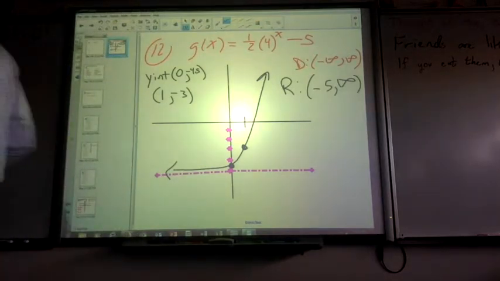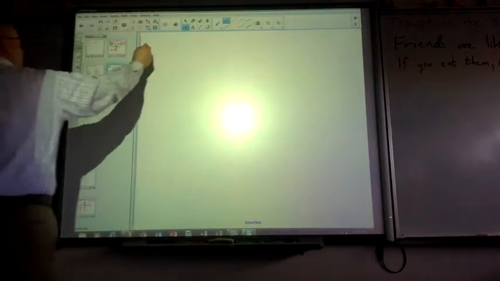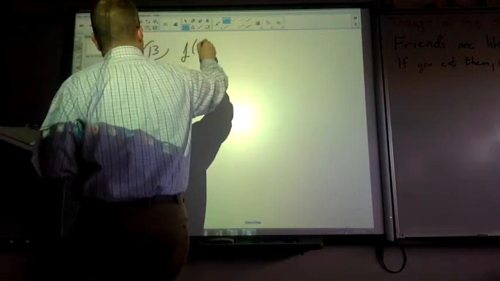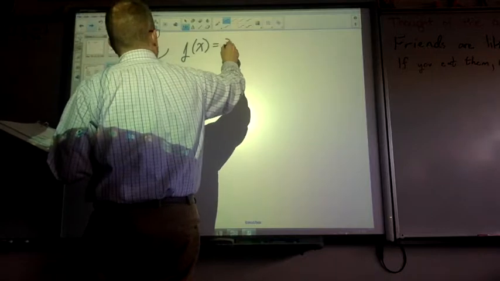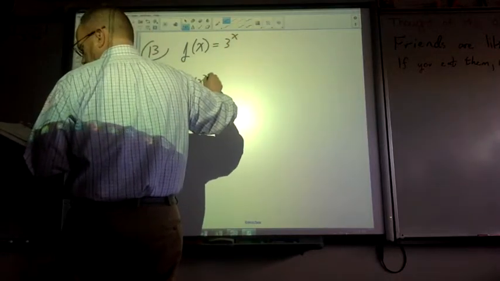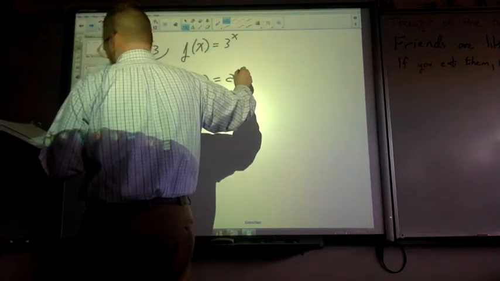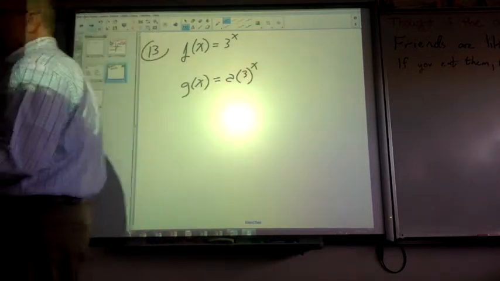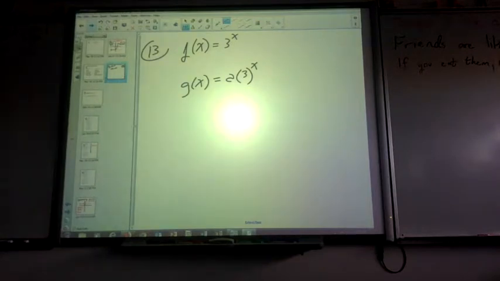Okay. Let's look at number 13, and we can actually look at number 13 just as a graph. So we're calling it our parent function, and then this is our modified function to that. Okay, so we have f at x, which is the same thing as y, equals 3 to the x. We have g at x, which is the same thing as f at x, which is the same thing as y. So y equals a times that.